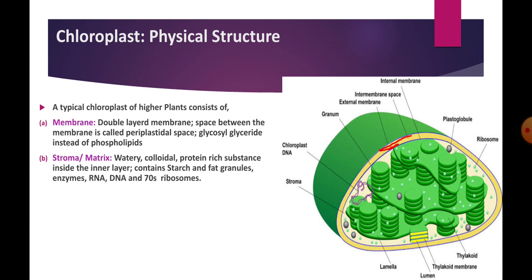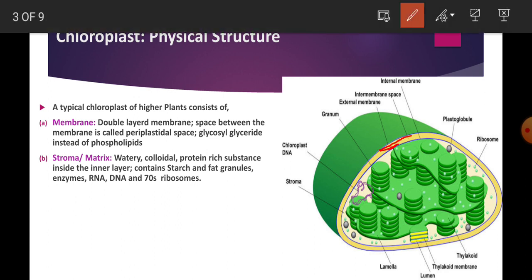Stroma or matrix. The fluid or liquid portion of something is the matrix, and the matrix of chloroplast is also referred to as stroma. So the watery colloidal protein-rich substance inside the inner layer, containing starch and fat granules, enzymes, RNA, DNA, and ribosomes, is the matrix. So these portions are the matrix, and there are ribosomes, smaller, and sometimes chloroplast DNA.